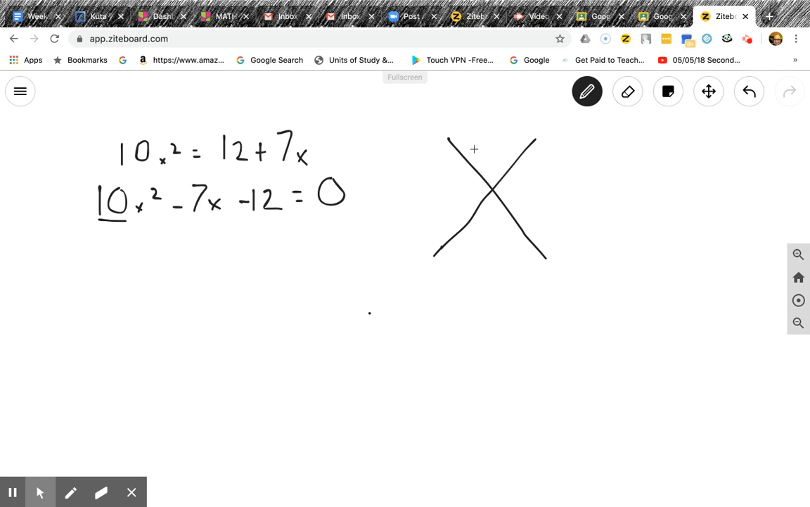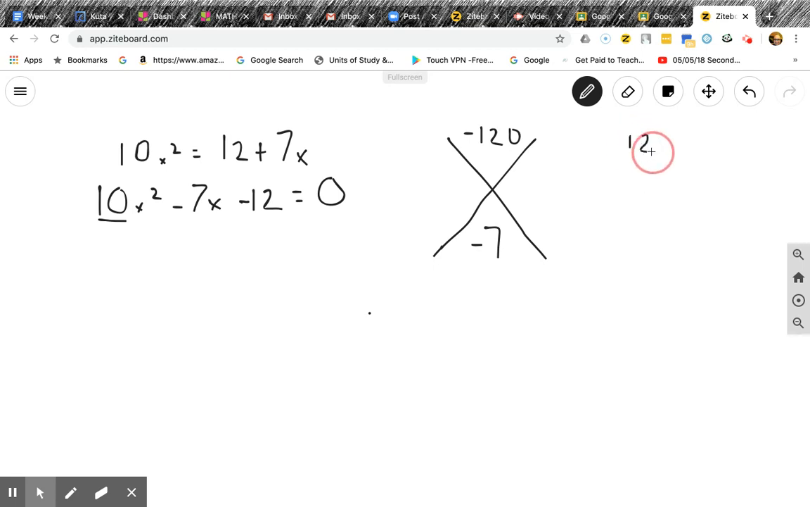So it starts off, you put the X, and then in the top you multiply the first and the last. So in this case, that would be negative 120. Okay, and then in the bottom, you put the middle term, which is negative 7. So you have to think of two factors that multiply to get negative 120 that add together to get negative 7.